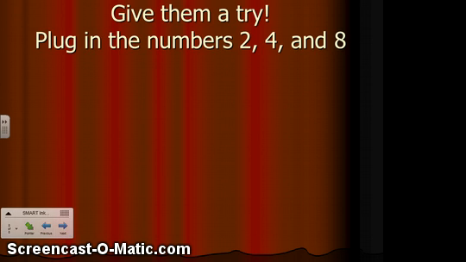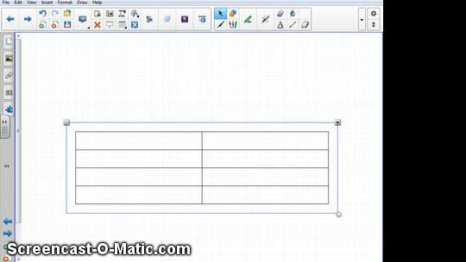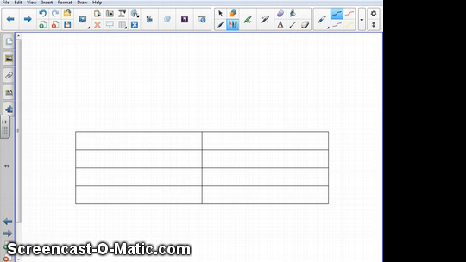Okay, so we're going to give these a try, and we're going to plug 2, 4, and 8 into some different expressions. We're going to switch over to our Smart Note. Okay, so now we're just going to do a couple of practice problems here. Let's say we have x and we have 11 minus x. And we're going to use 2, 4, and 6 to evaluate the expression.